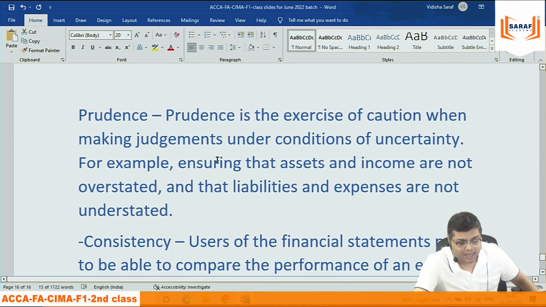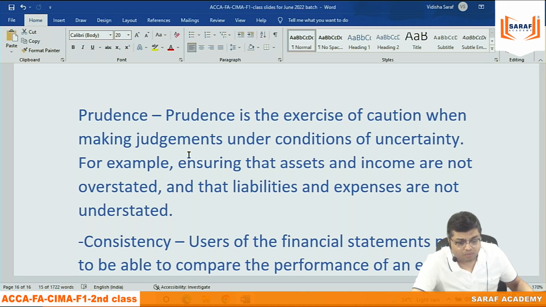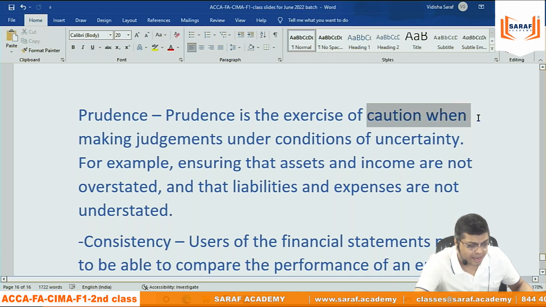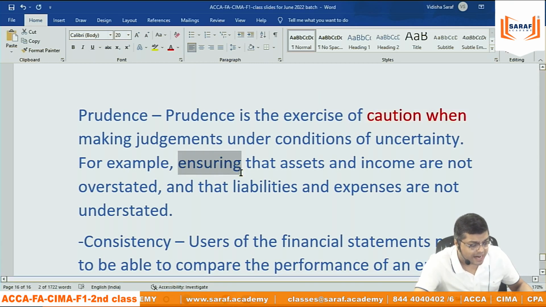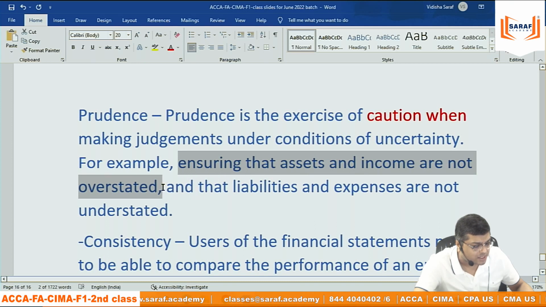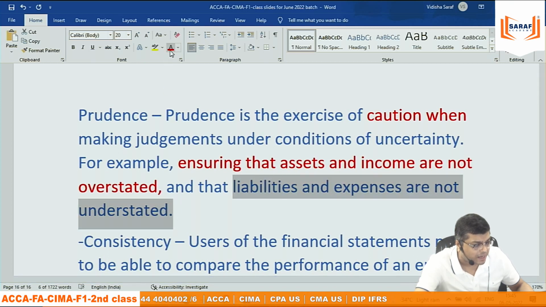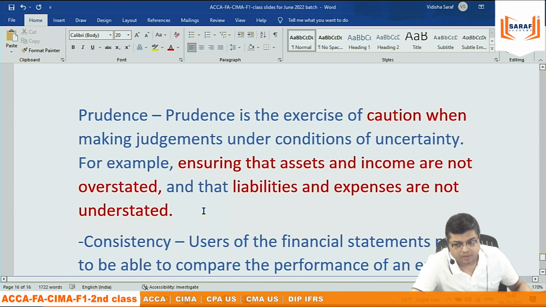Prudence. Prudence says that while recording expenditures and liability, you should be more open-ended. But while recording assets and income, you should be more stringent. Prudence is the exercise of caution. Exercise of caution when, not every time, when the situation demands. Ensuring that assets and income are not overstated, and liabilities or expenditures are not understated.